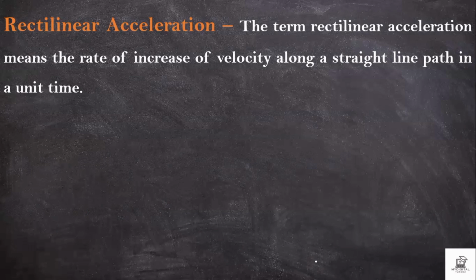Now, rectilinear acceleration. The term rectilinear acceleration means the rate of increase of velocity along a straight line path in a unit time. So if the velocity of an object changes, it can either be acceleration or deceleration. Acceleration is the rate of increase in velocity with respect to time, while deceleration is the rate of decrease of velocity with respect to time. Deceleration is otherwise known as retardation. So when the velocity decreases, it is termed retardation or deceleration, and when the velocity increases with time, it is termed acceleration. I hope this is understood.